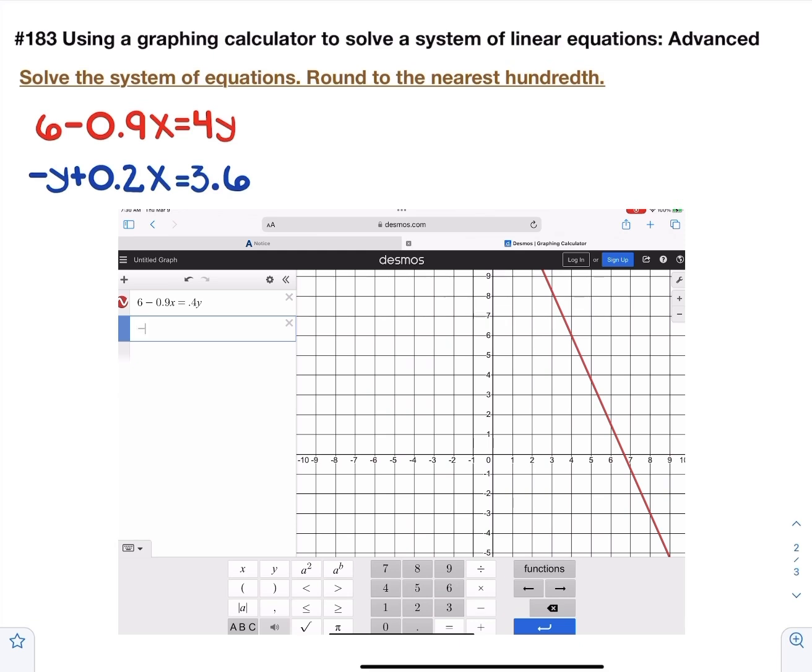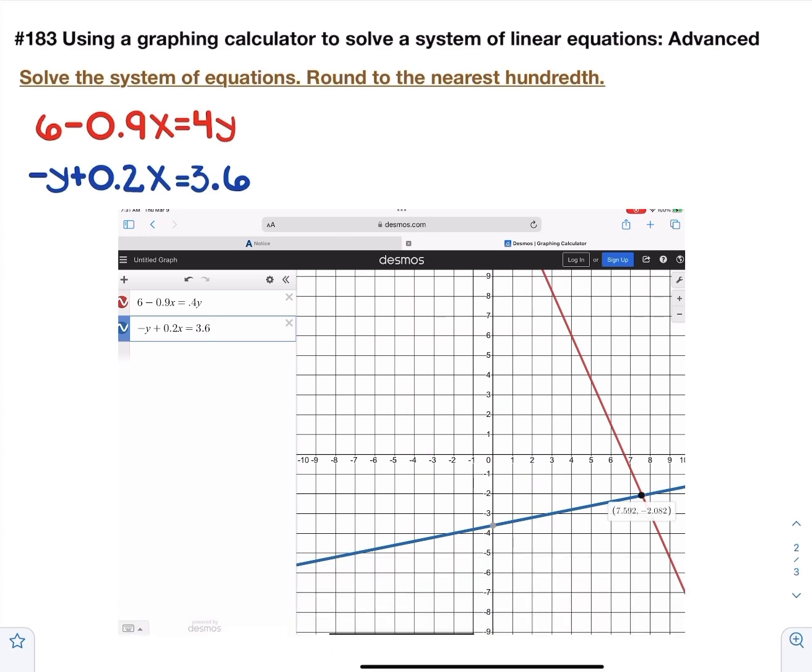I have now graphed the red line. Now let's graph the blue line, negative y plus 0.2x equals 3.6. The solution to the system of equations is the point or points that both lines have in common. So clicking the point of intersection, we have the coordinate, which is our solution.